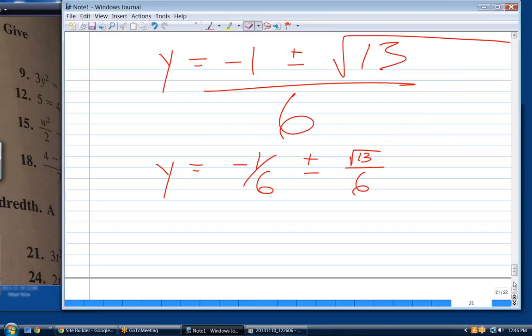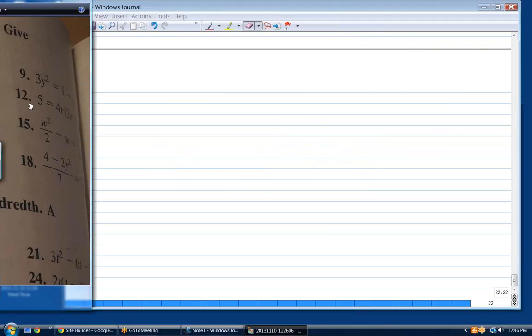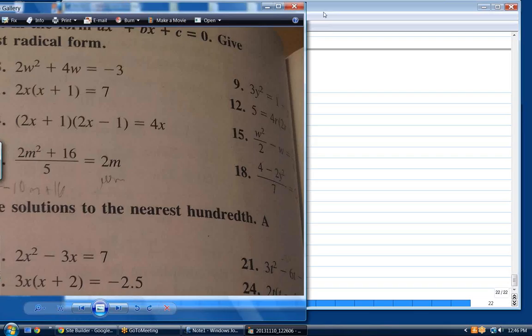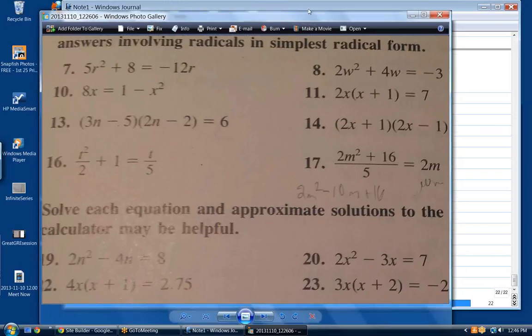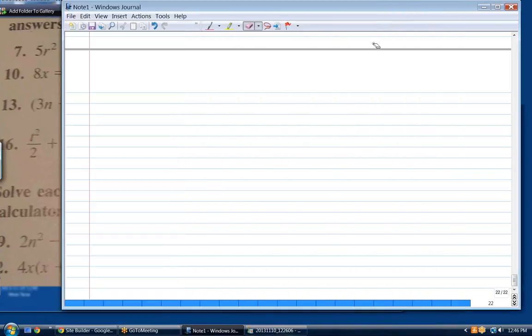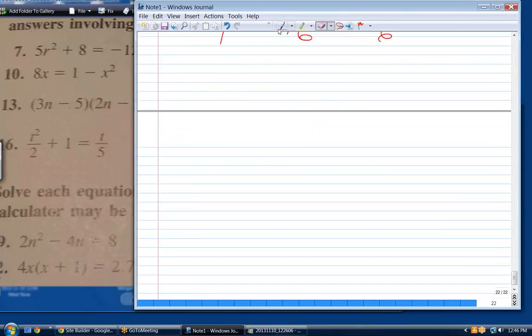Okay. What's that, 9? 3y squared. I think the one we just did was 9. That's what I said. What was 8x? So 10 is 8x equals 1 minus x squared. X squared plus 8x minus 1 equals 0.